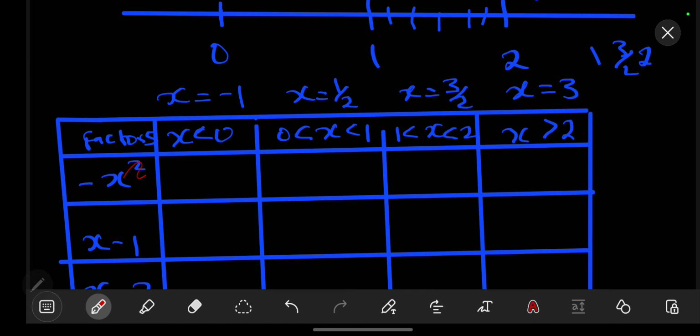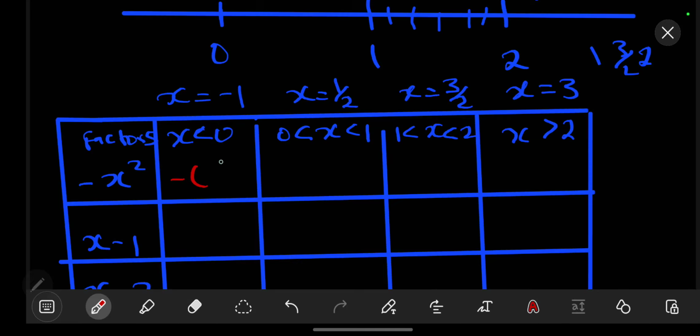So when we put our negative 1 here, we are going to have a negative, open brackets, negative 1 squared. Negative 1 squared gives us a positive value. So negative 1 squared is positive 1. Negative times positive 1 will give us a negative 1. So for the first one, we are going to have a negative 1. If we get our negative 1, we put it here, it will be negative 1 minus 1.